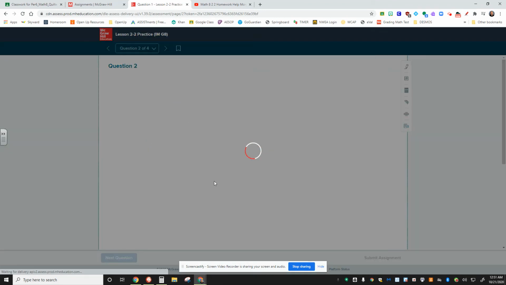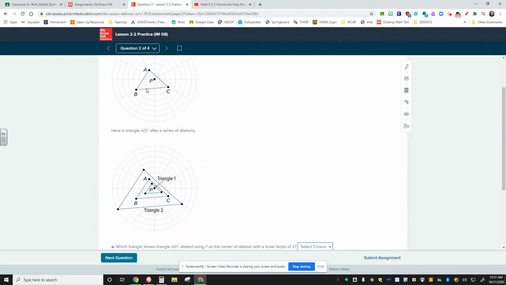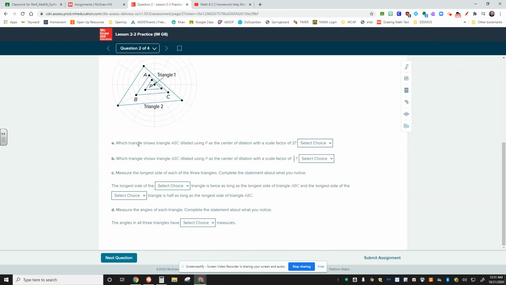Number 2, you'll have an opportunity to go ahead and practice some dilation. So here's triangle ABC in its original form. Here is a series of dilations where triangle number 1 is this little tiny one on the inside. Triangle number 2 is the outward one here. So the original ABC is in the middle of the other two. Read carefully as you work on this.